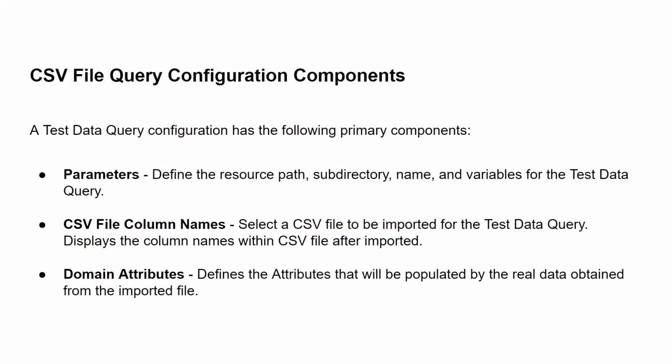There are three CSV file query configuration components. Parameters define the resource path, subdirectory, name, and variables for the test data query. The second is CSV file column names. This information is displayed within the query configuration once you have selected a CSV file and imported it into the gQuery. The third component is domain attributes. Domain attributes define the attributes that will be populated by the real data obtained from the imported file.